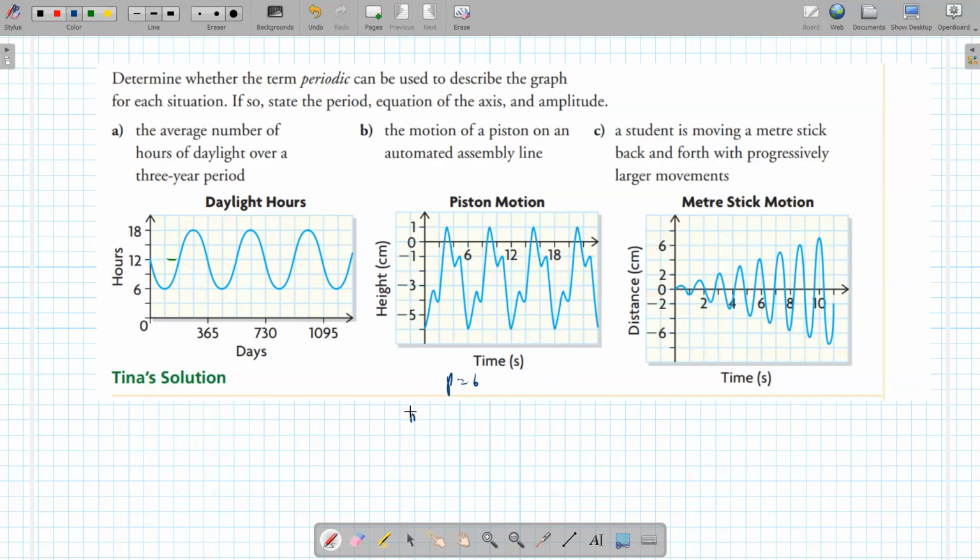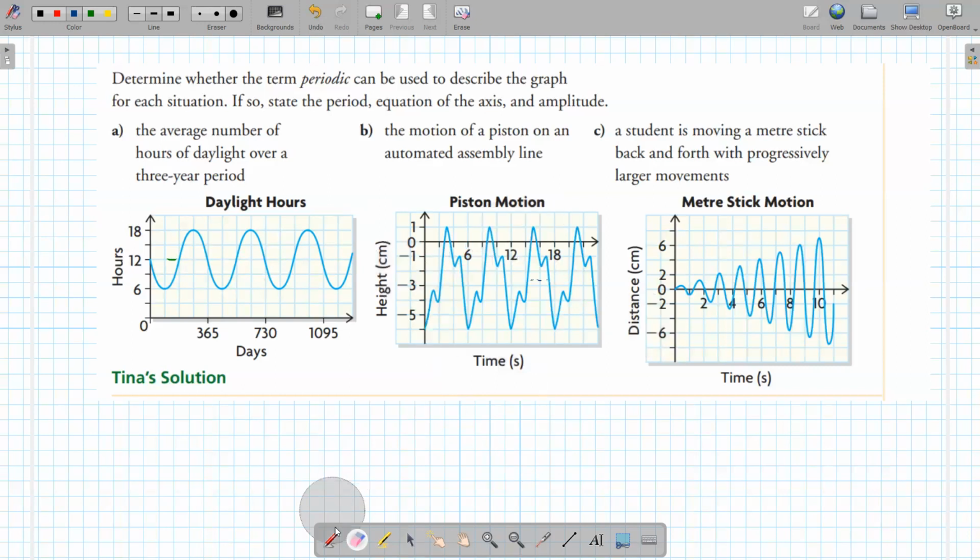Your maximum is 1, and your minimum is -6. So what's the midpoint? -2.5. -2.5 is right. So -2.5 is between -2 and -3 right here. That's going to be your axis, which means your amplitude will be 3.5. The distance from here to here is 3.5.